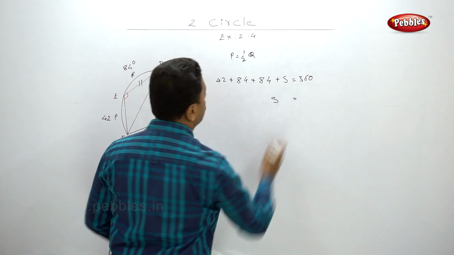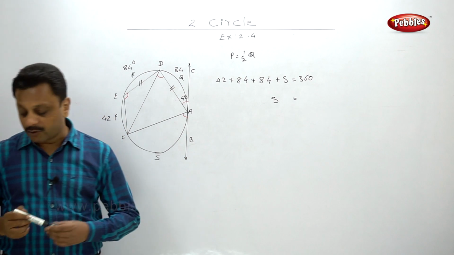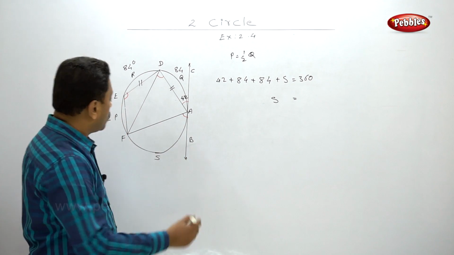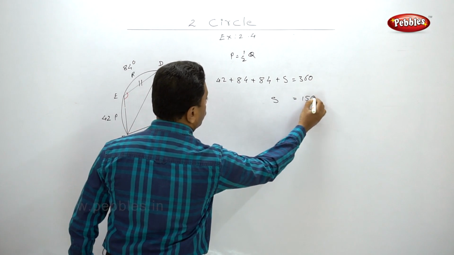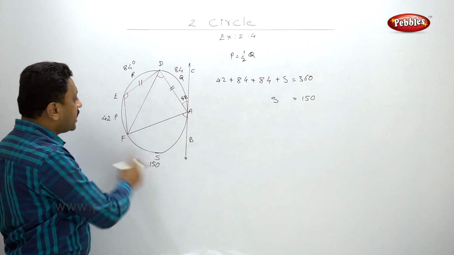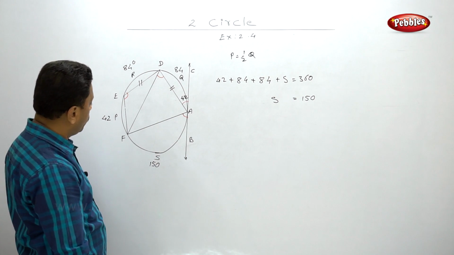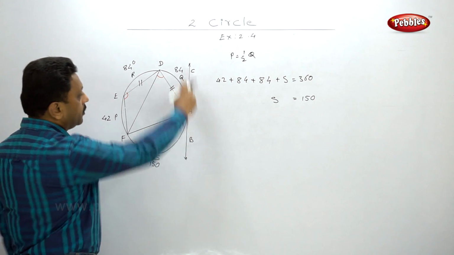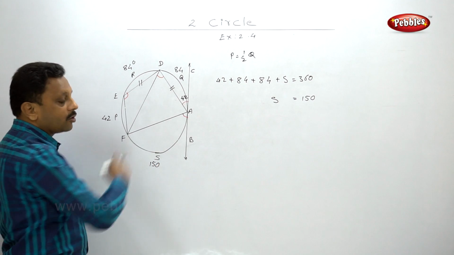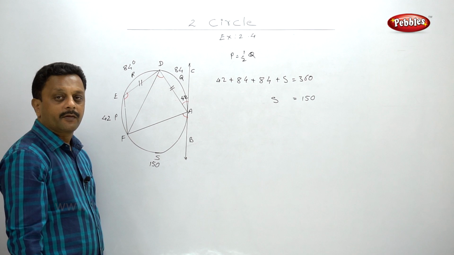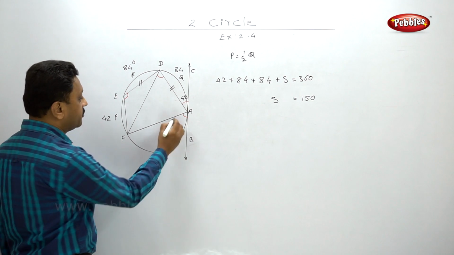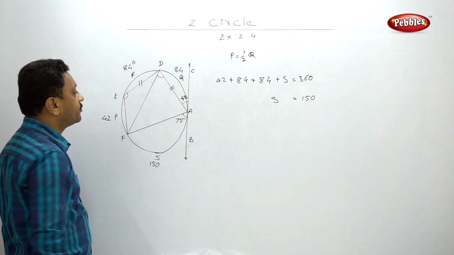So what is S equal to? Find out quickly, pause your video here. So S is 150 degrees. If this arc S is 150 degrees, now which angle do we want? This is tangent, this is chord, so this angle must be half of 150. Correct? Tangent secant theorem. So this is 75 degrees.